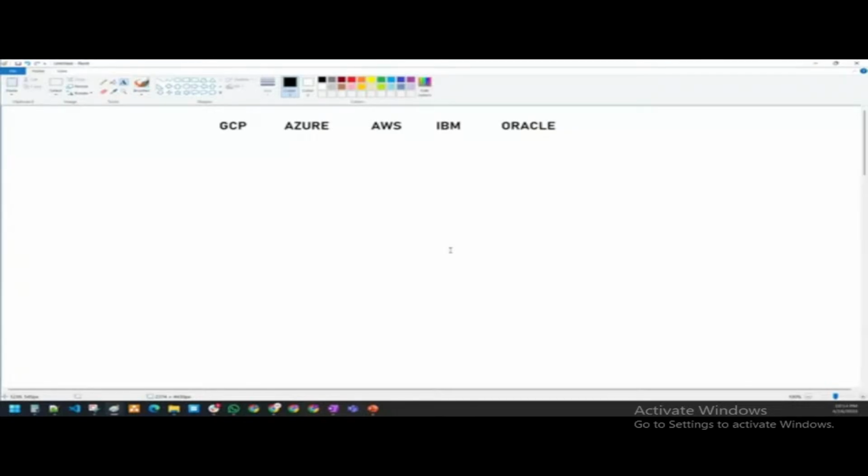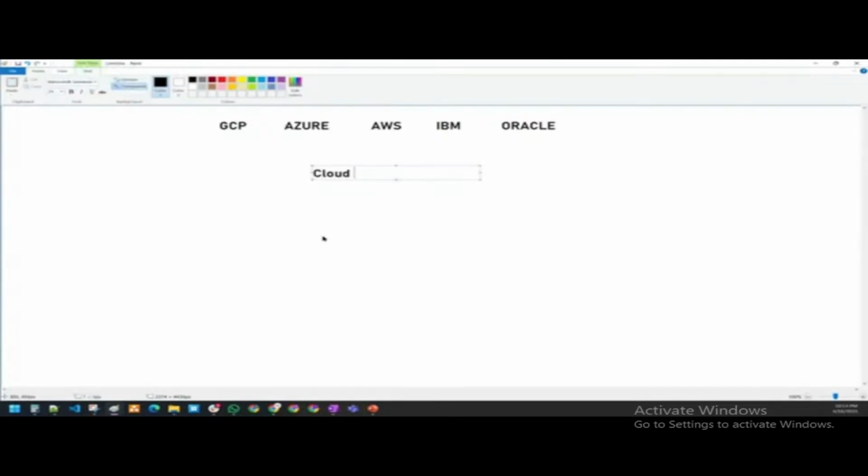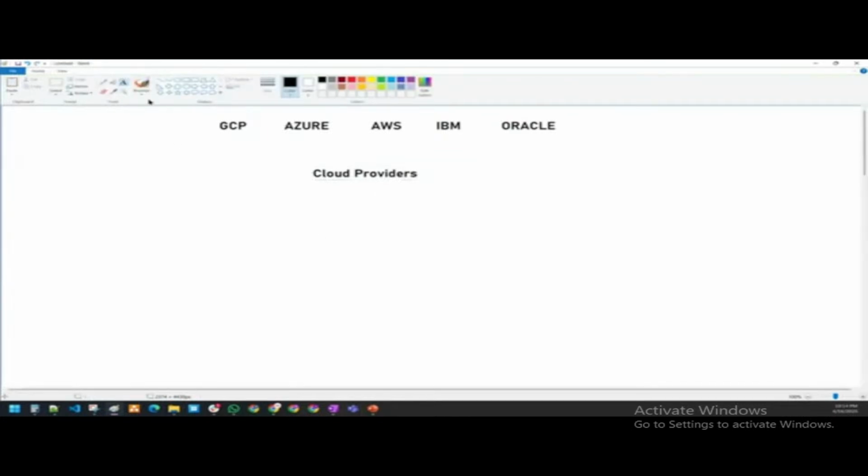The same thing for cloud platforms also. You have GCP, Azure, AWS, IBM. These all come under the same category. They are the cloud providers. Tell me, guys, if it is a cloud provider, that means they are providing something. What do they actually provide us? Tell me what they actually provide us.